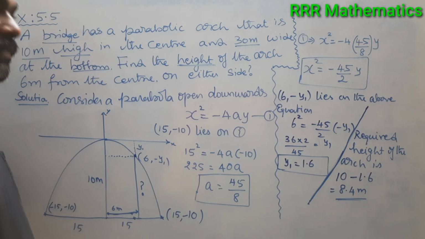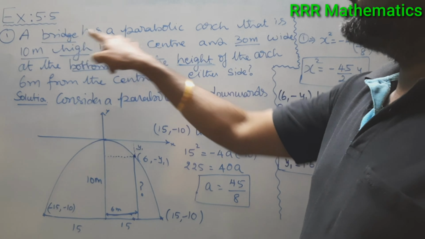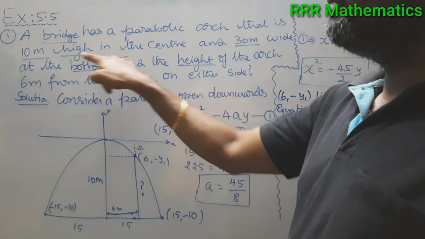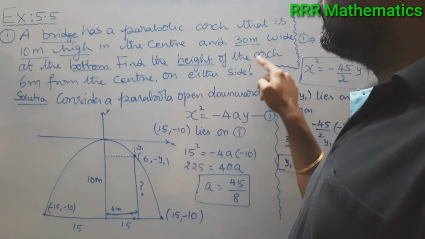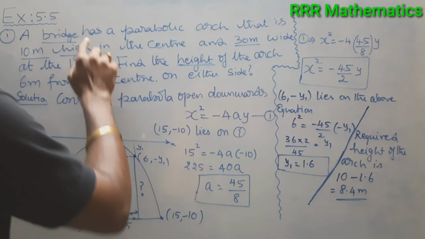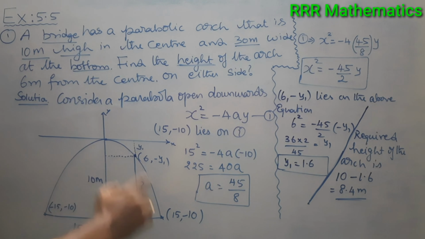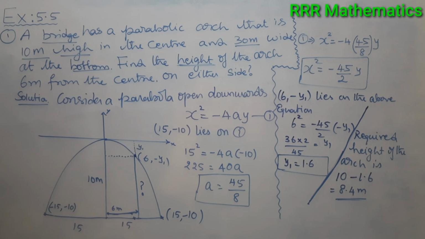Got it? Very simple. I'll explain again. A bridge has a parabolic arch that is 10 meters high in the center and 30 meters wide at the bottom. Find the height of the arch 6 meters from the center on either side. So in this case, I am going to consider a parabola open downwards, which is very comfortable because generally an arch is in the form of a parabola which is open downwards.